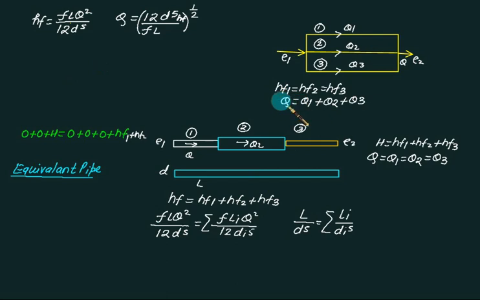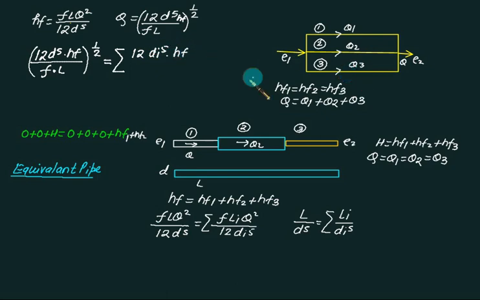Can we replace this first Q with this one? 12 d to the power 5 multiplied by HF divided by F multiplied by L, the whole power 1 by 2. And on the right hand side, I will go by summation of 12 di to the power 5, HF for all these cases is the same so we do not write the i suffix here, divided by F, which is the same for all, and Li, and then this power is 1 by 2. So finally you are left with d to the power 5 divided by L to the power 1 by 2.